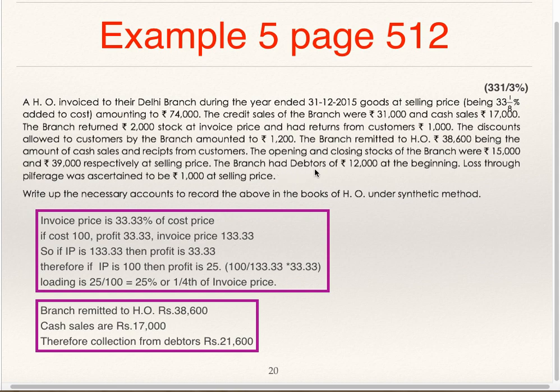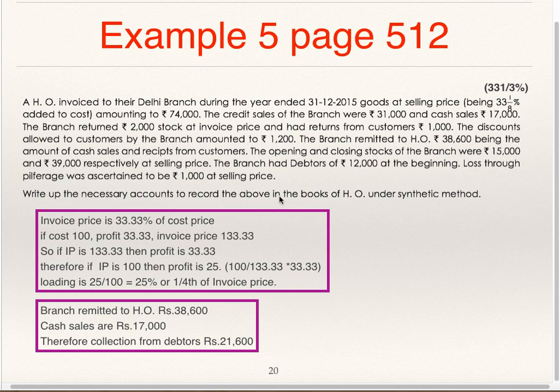The branch had debtors at 12,000 at the beginning. Opening debtors: to balance brought down, stock and debtors. Debtors is 12,000. Loss through pilferage was ascertained to be 1,000 at selling price. Normal and abnormal loss is not to be entered in branch account, so this is not to be entered in branch account. Opening and closing stock is given, so no need of entering it, no need of preparing memorandum branch stock account also. But closing debtors are not given, so you are supposed to prepare memorandum branch debtors account.